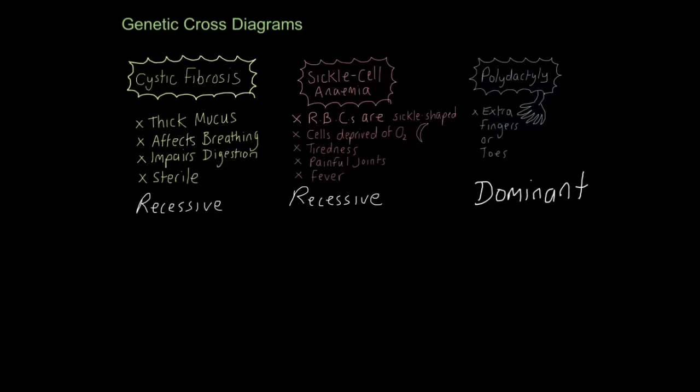And just for the sake of showing you a dominant feature, we'll look at polydactyly, as I said, where you develop extra fingers or toes. So it's a dominant feature, so you only need 1 copy of the allele to develop that characteristic.